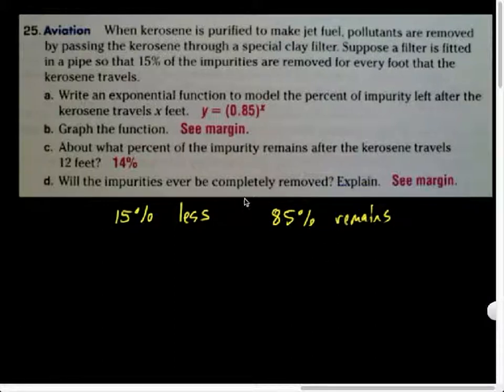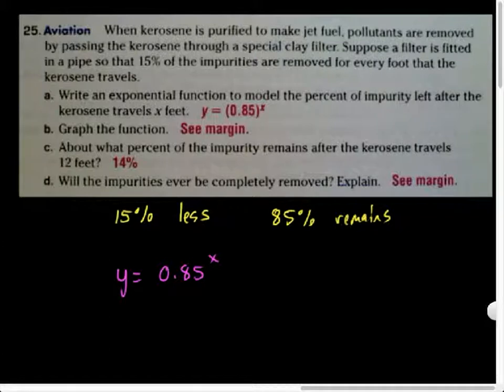Right? So that's going to be my growth factor, but it's a decay factor in this case. So when I set this up, y, the amount left, would equal 0.85 to the xth power, where x is the number of feet, so to speak, that it passes through. So the more feet that it passes through, the less that remains for every foot. So it's like 85% after the first foot, and then 85% of that 85%, and then 85% of the 85% of the 85%, and it just would be exponential decay from that point on.